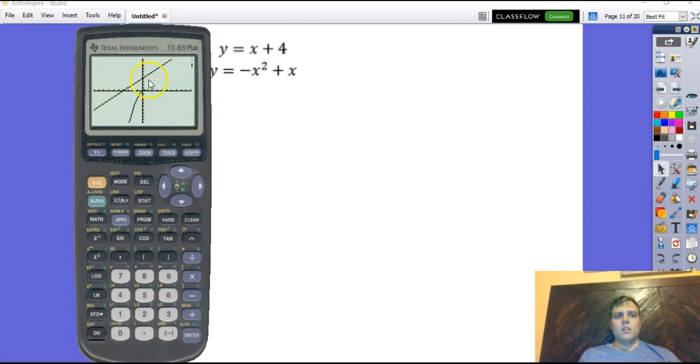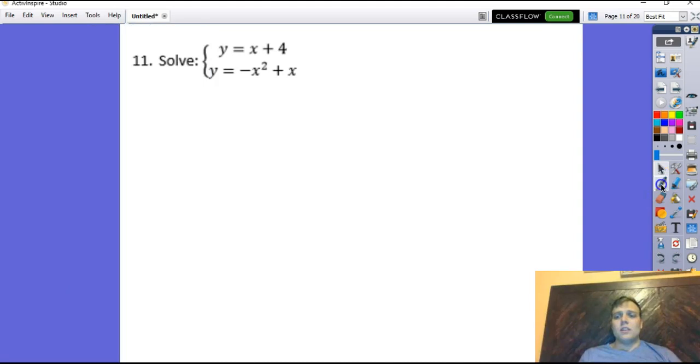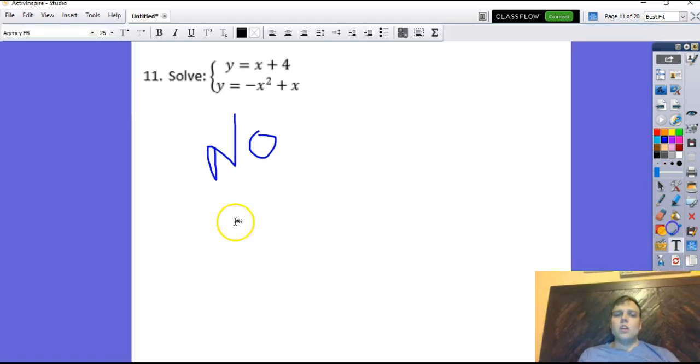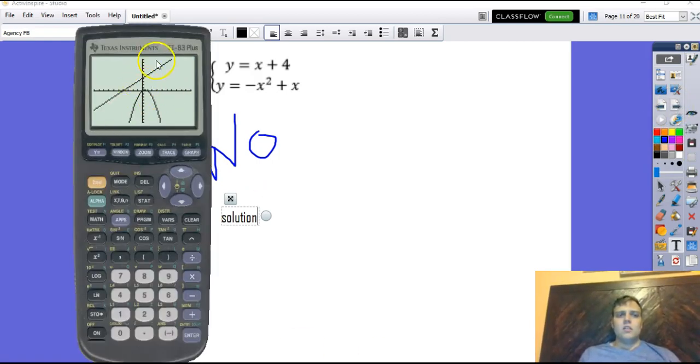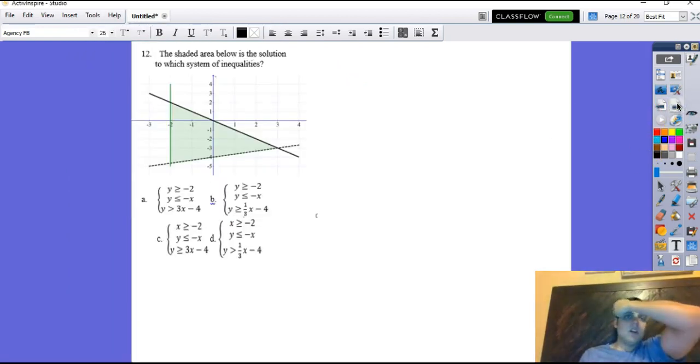Here's our linear. Here's our parabolic. What do we notice? What happened? They don't intersect. So therefore, there is no solution. I'm not going to write out the rest of that word. No solution, because they don't intersect. Since they do not intersect, there is no solution. Okay? Alright, next problem, number 12.